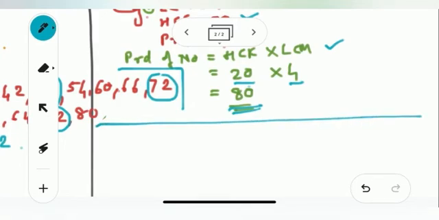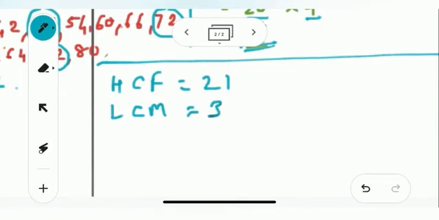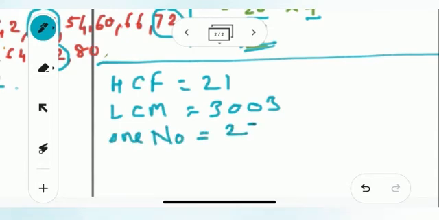I'll take one more example. Now suppose we are given two numbers, if you see here, example 22: the HCF and LCM of two numbers are HCF is equal to 21 and LCM is equal to 3003. If 273 is one of the numbers, so one of the numbers is equal to 273, find the other number. The other number is equal to how much?